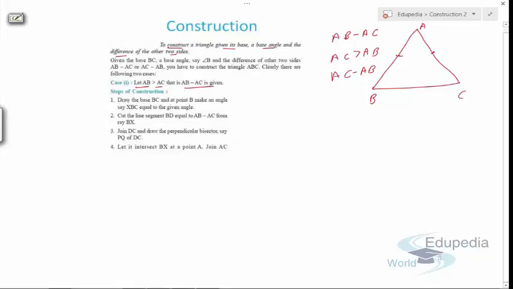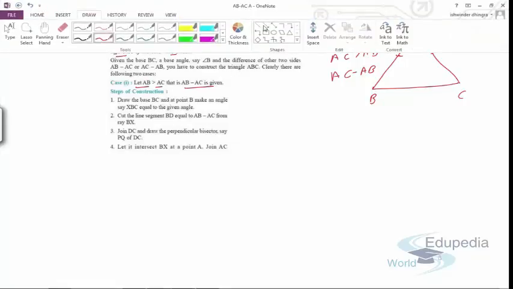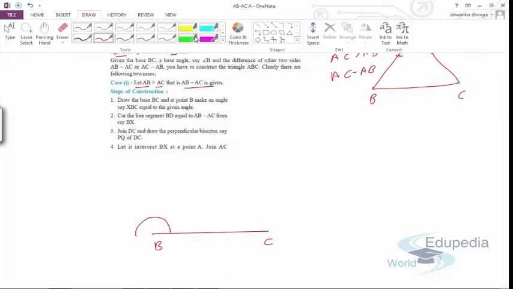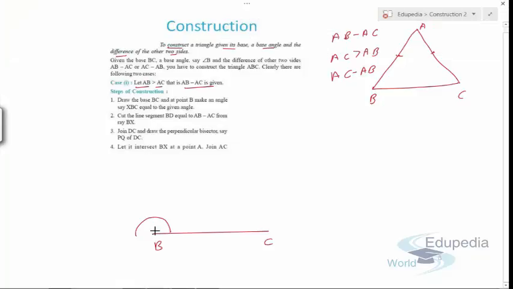So what are the steps of construction? We need to draw the base BC. First of all, we draw the base BC like this. Then at point B, we need to make an angle XBC equal to the given angle. Whatever the given base angle is, we draw it at this point. Then we extend the line from point B like this, and let's mark this point as X.